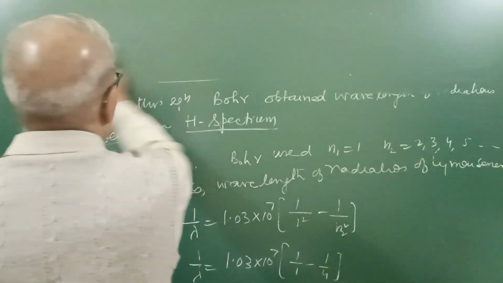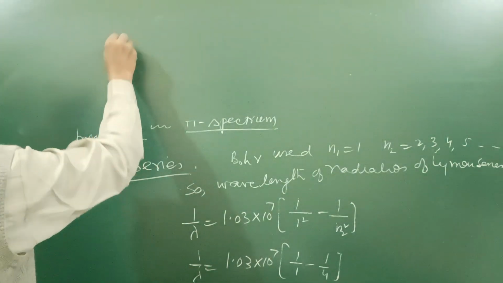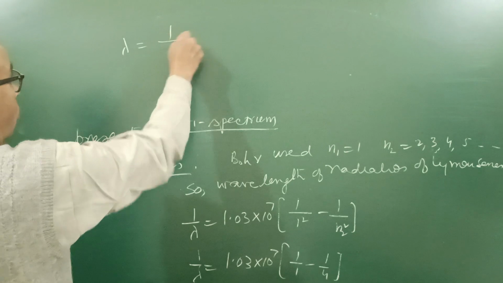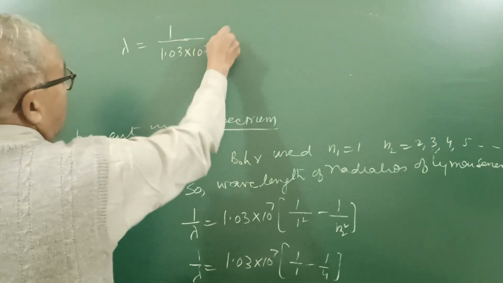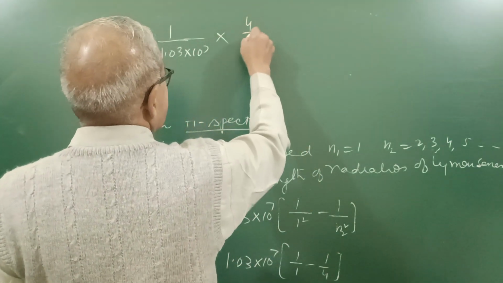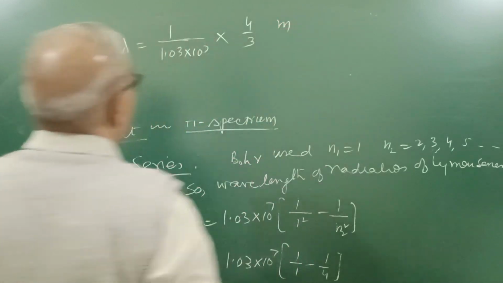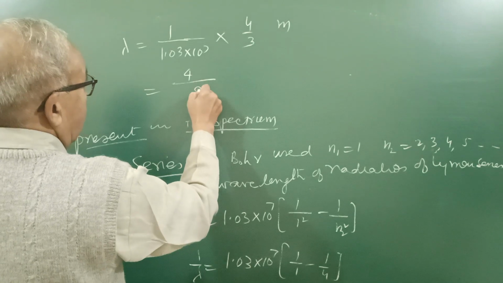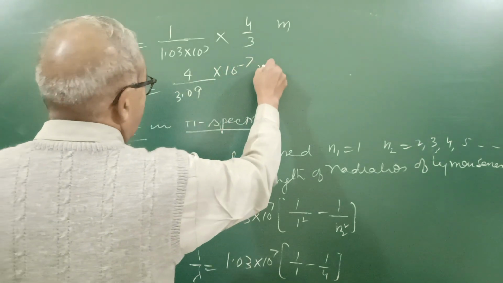and therefore λ is equal to 1/(1.03 × 10^7) × 4/3 meter. It is equal to 4/(3 × 1.03 × 10^7) meter.